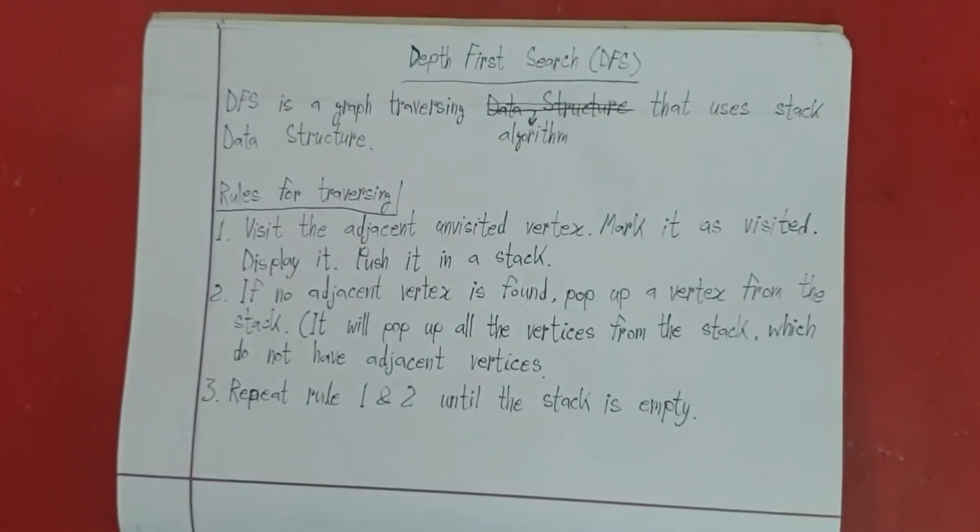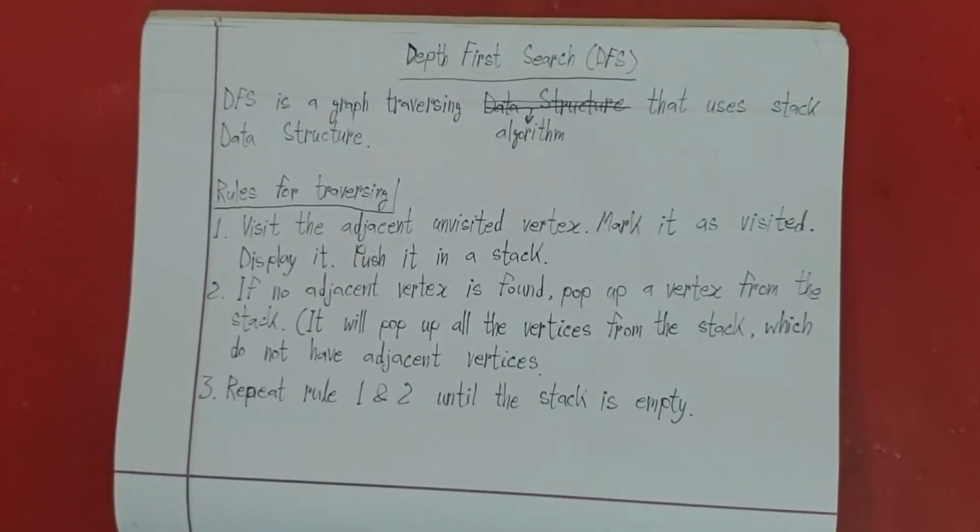Next, we have the depth first search, or DFS in short. DFS is a graph traversing algorithm that uses a stack data structure. Rules for traversing. 1. Visit the adjacent unvisited vertex, mark it as visited, display it, and push it in a stack. 2. If no adjacent vertex is found, pop a vertex from the stack. It will pop all the vertices from the stack which do not have adjacent vertices. 3. Repeat rules 1 and 2 until the stack is empty.